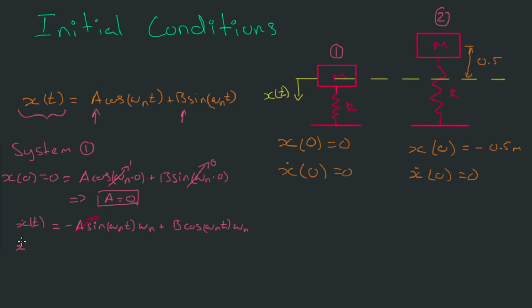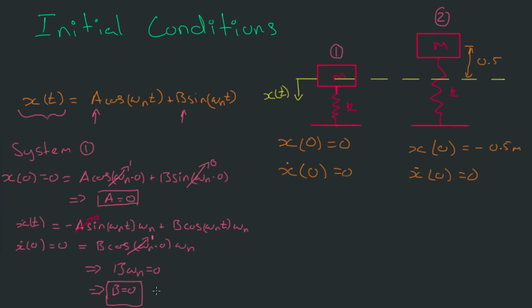We know that the velocity is equal to 0, which is equal to, now I'm not going to include this component because we know a is 0, b cosine omega n times 0 times omega n, which is going to equal 1 because omega n times 0 is equal to 0. So what we get here is b omega n is equal to 0, which just gives us b is equal to 0. So we've found both of our constants.